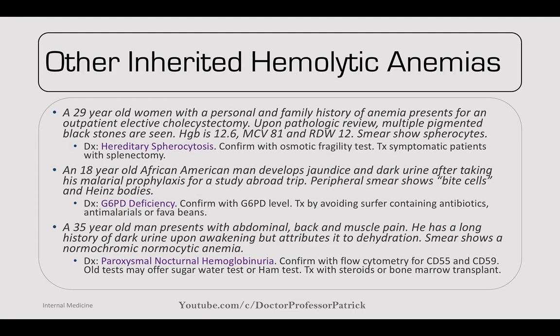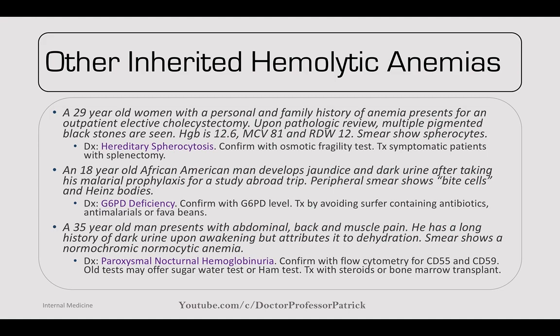Other inherited hemolytic anemias. We've got a 29-year-old woman with a personal and family history of anemia, and she presents for an outpatient elective cholecystectomy. Upon pathologic review, there are multiple pigmented black stones, or hemoglobin stones, and she's got a hemoglobin of 12.6, MCV of 81, and RDW of 12.